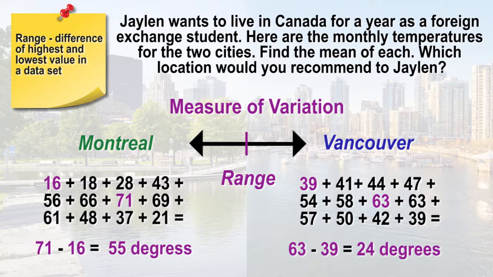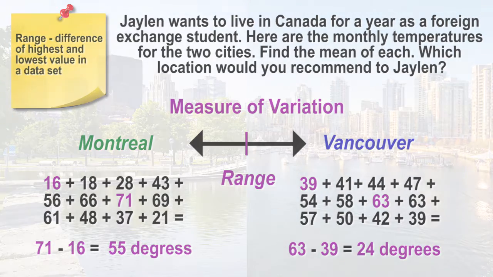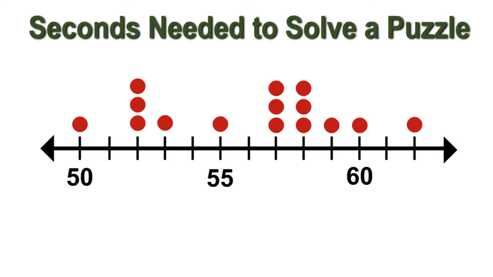If deciding to live in one of these two cities, the range gives a better idea about the temperatures throughout the year. For this problem, students could choose either city due to preference, but they will need to justify their answers. Which would you choose? 24-degree or 55-degree change?